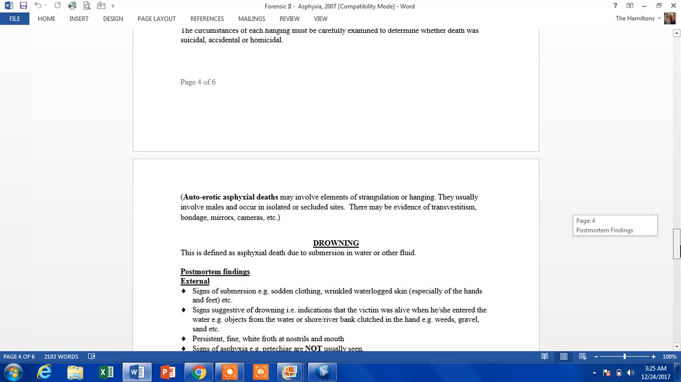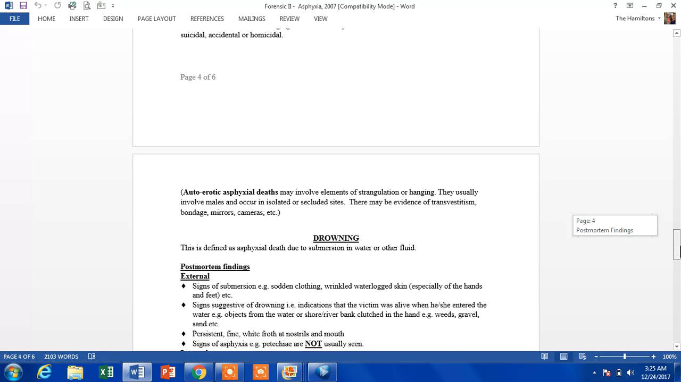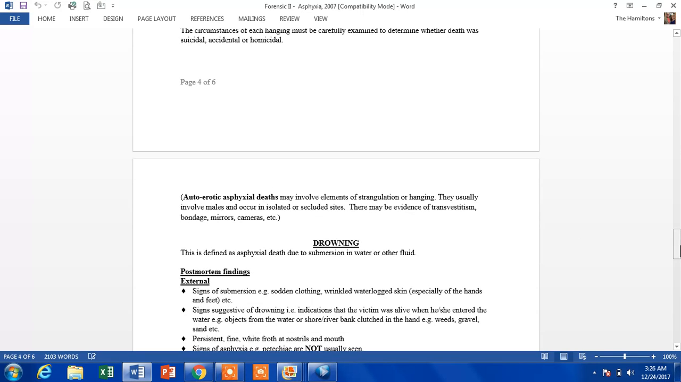Autoerotic asphyxial deaths may involve elements of strangulation or hanging. They usually involve males and occur in isolated or secluded sites. There may be evidence of transvestism, bondage, mirrors, cameras, etc. Drowning. This is defined as asphyxial death due to submersion in water or other fluid.